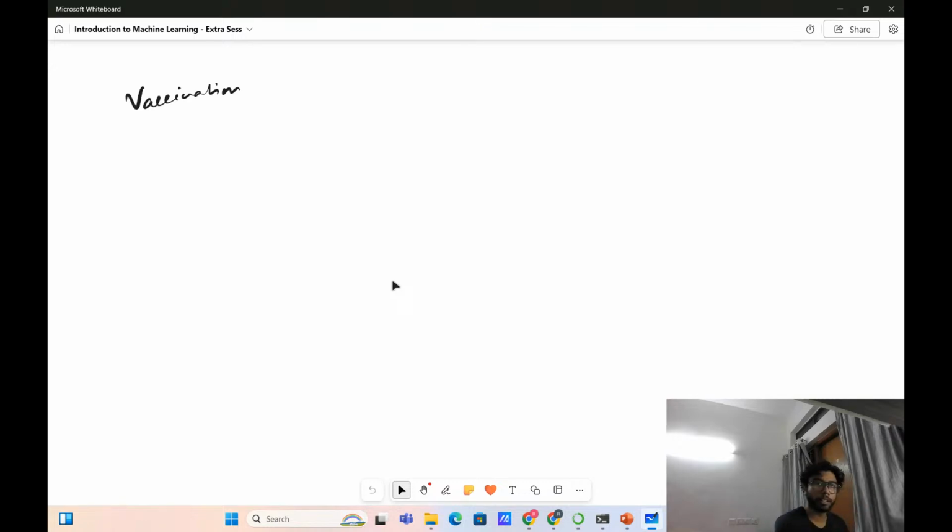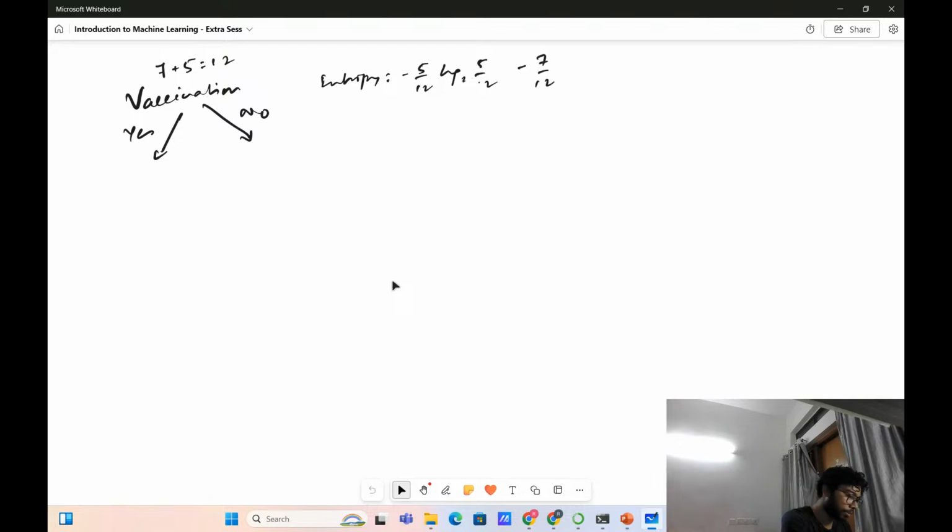So you make a tree which has vaccination as the node, and if vaccination is yes... Initially you had 7 zeros and 5 ones, so total 12 samples, right? So initially your entropy would be minus 5 by 12 log base 2 5 by 12 minus 7 by 12 log base 2 7 by 12. Now someone calculate and tell me what is the answer.